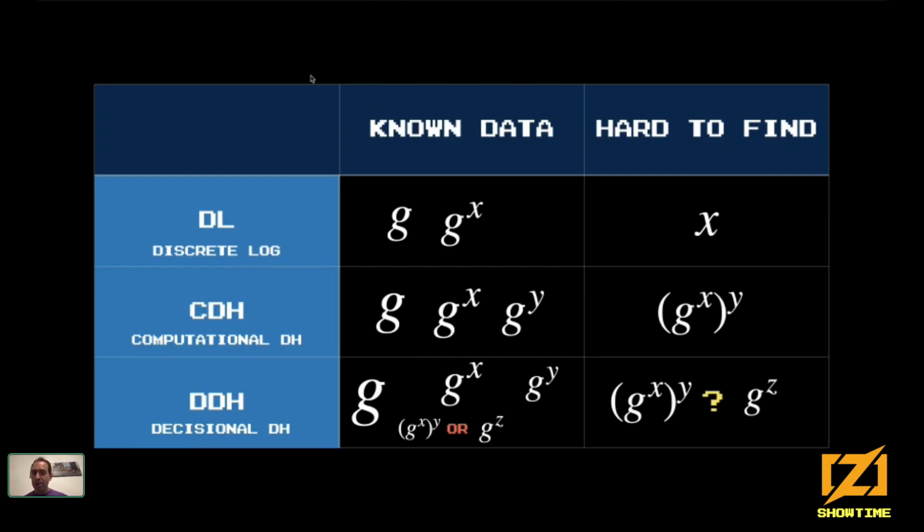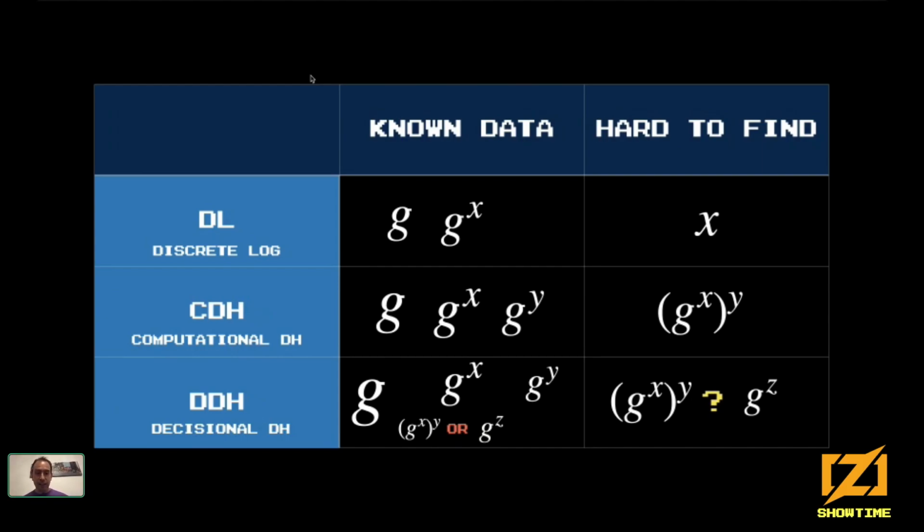The CDH problem is pretty much what we did just before. We have a passive attacker who knows g and both public keys, but based on that is not able to find the shared secret. And the next one is a refinement of the previous one. Given a shared secret or some random element, an attacker is not able to tell whether this is actually the shared secret or not.